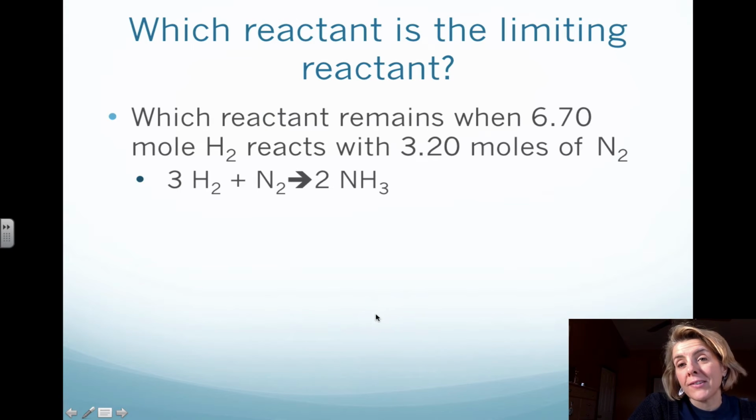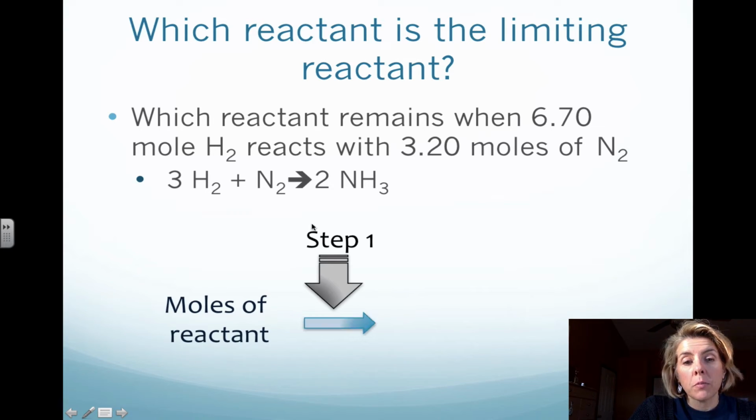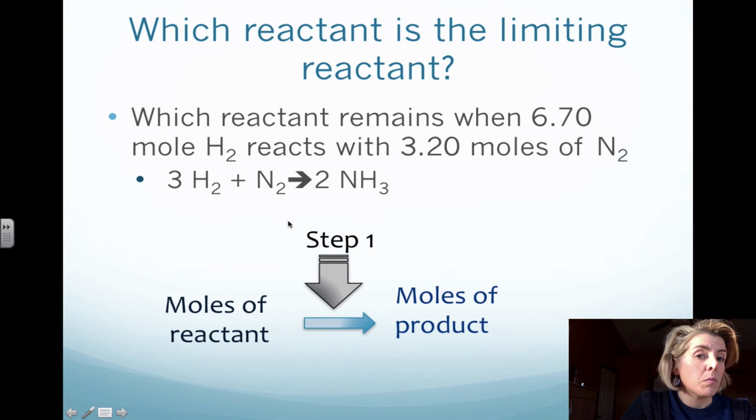Now, we can apply this to chemical formulas. So here we have 3 hydrogen reacting with nitrogen to give us ammonia. So we actually have a certain amount of each. And what we have to do is we have to figure out the moles of the reactant. And after we figure out the moles of reactant, we can convert that to moles of product. Once we do that, we can figure out the limiting reactant that tells us how much product we can get.